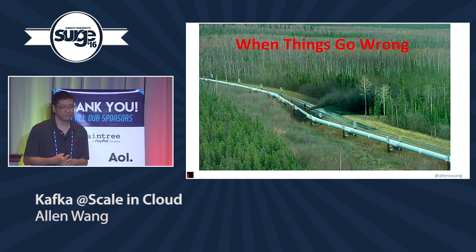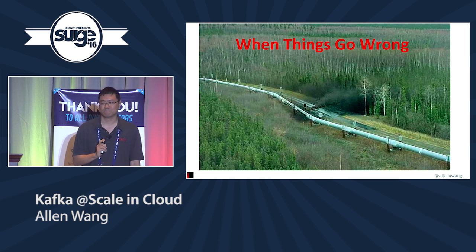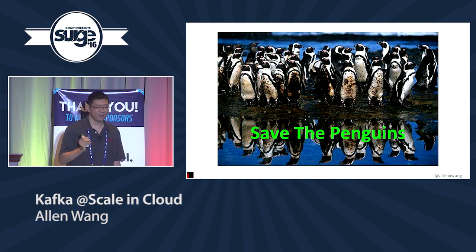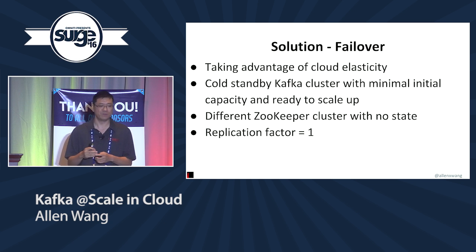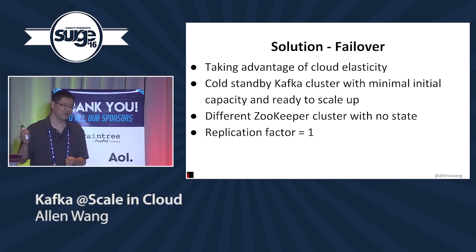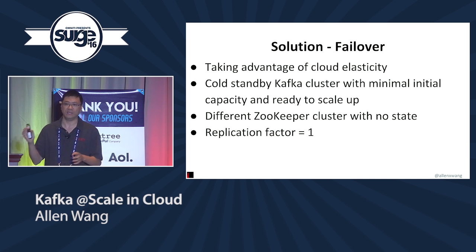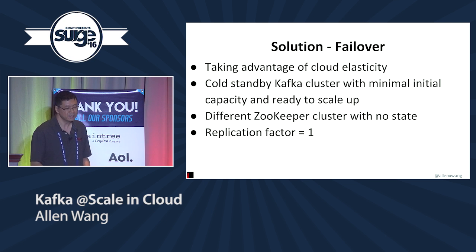And as I mentioned before, things can go really wrong for Kafka. So what do you do with a leaking pipeline? Our priority is to save the penguins. So the solution for that is built upon the elasticity of cloud, where you can quickly spin up a cluster and tear it down. And to be specific, we have a standby Kafka cluster for each fronting Kafka cluster. And these standby Kafka clusters are set up with minimal initial capacity to save cost. And they are ready to scale up at any moment.